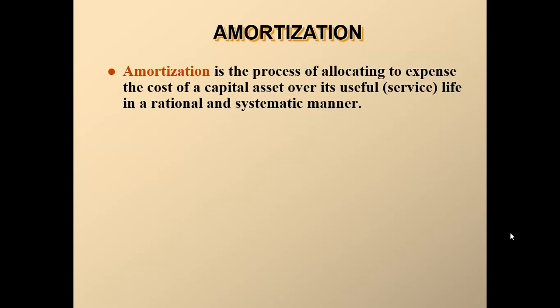Like I said, we're focusing on amortization or depreciation, whatever you want to call it. Both mean the same thing. For this portion of chapter 10, we're going to focus on ways of calculating amortization. As a term itself, it's the process of allocating to expense the cost of a capital asset over its useful or service life in a rational and systematic manner.